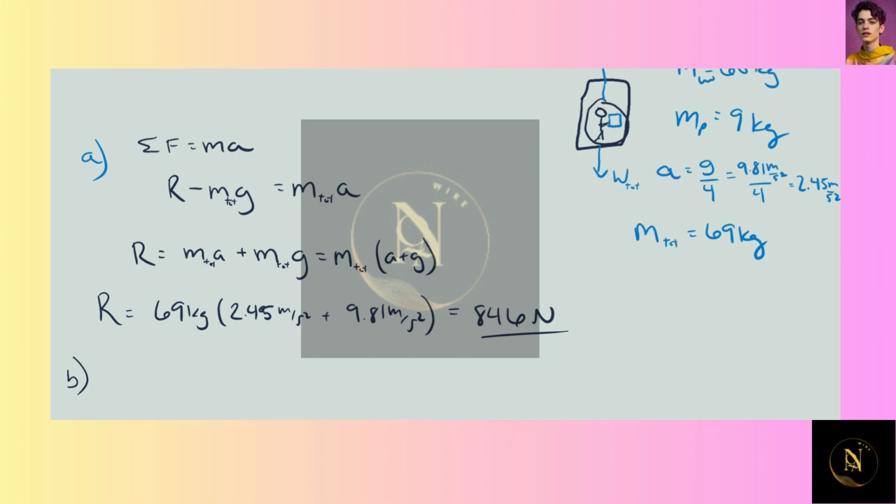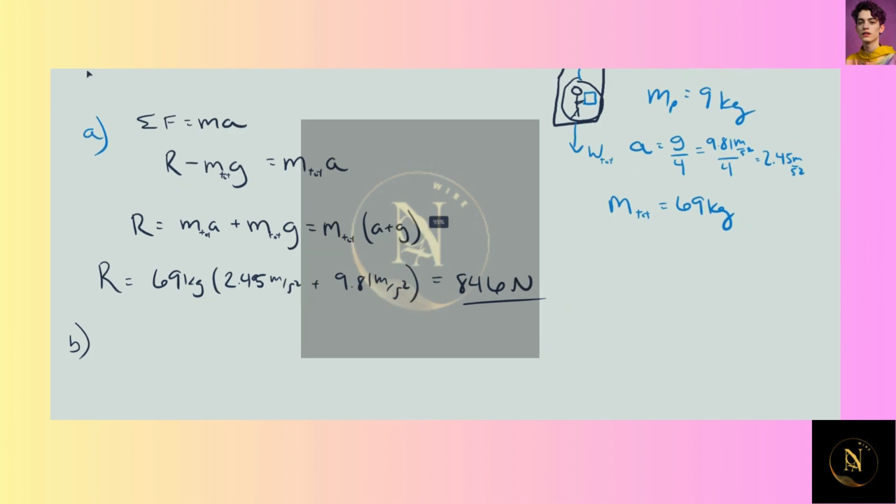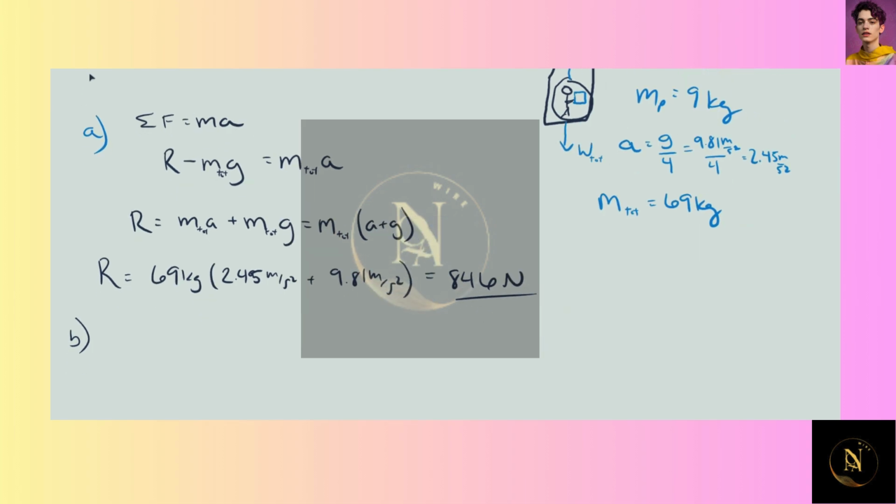And in part B, we're basically doing the same thing, but just for the package. In this case, we have L, so we're just calling the upward force on the package L, and then there's the weight of the package in the downward direction. L minus the weight of the package equals the mass of the package times its acceleration. And its acceleration is the same. It's accelerating at the same rate as the elevator and the woman.